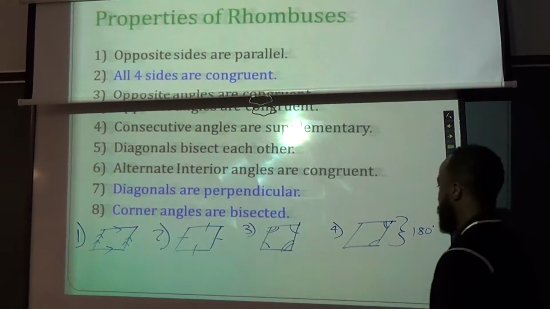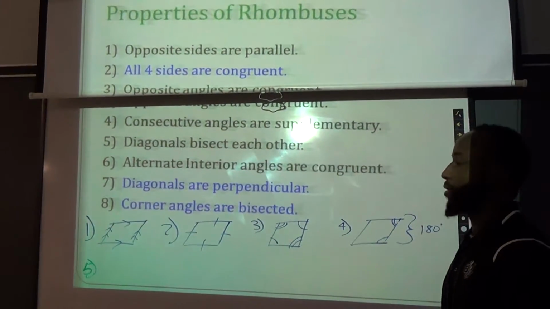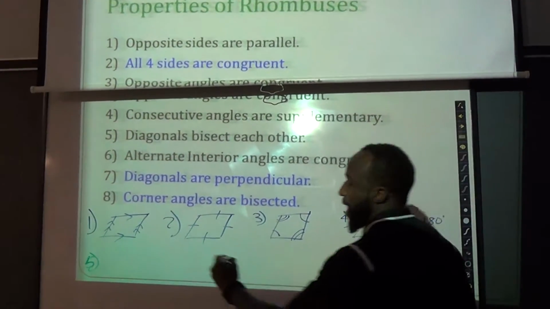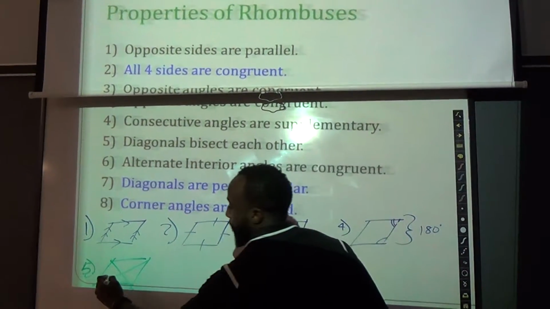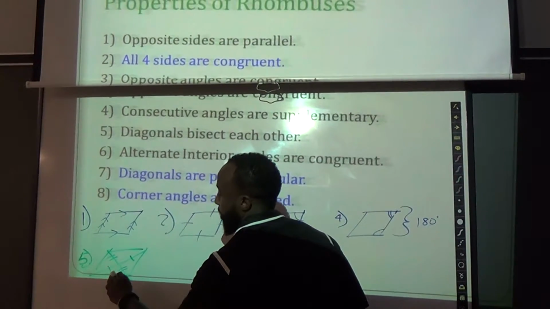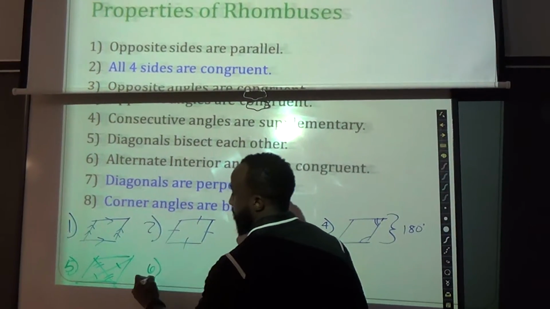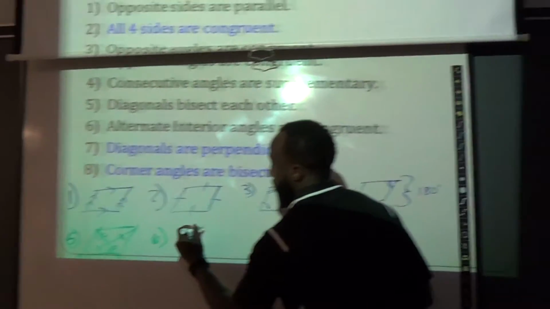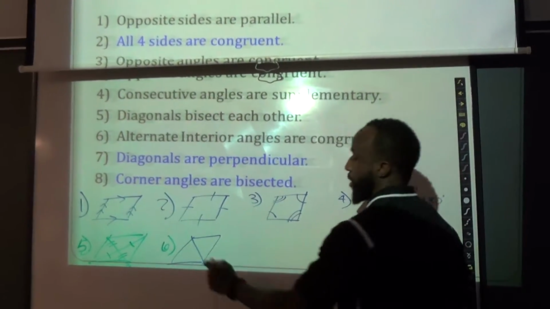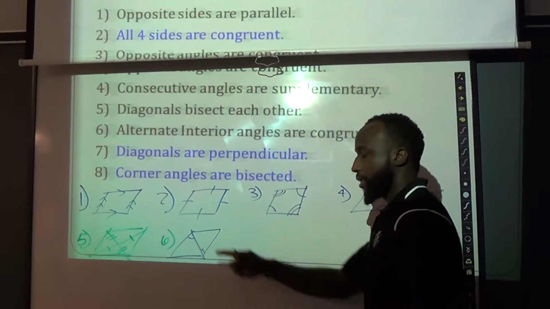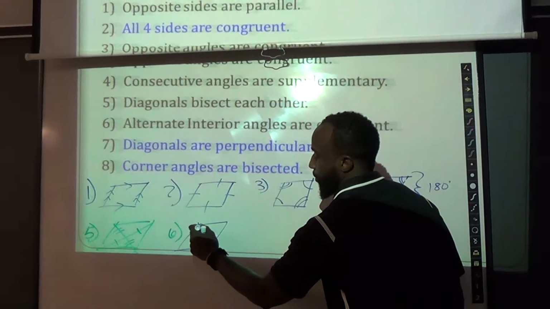Number five, the diagonals bisect each other. Bisect means that it cuts it in half. I like the blue better, I'm sticking with blue. Number six, alternate interior angles are congruent. When a diagonal goes through the parallelogram, these alternate interior angles will be congruent to each other.